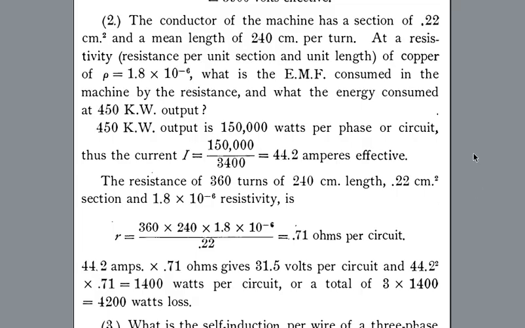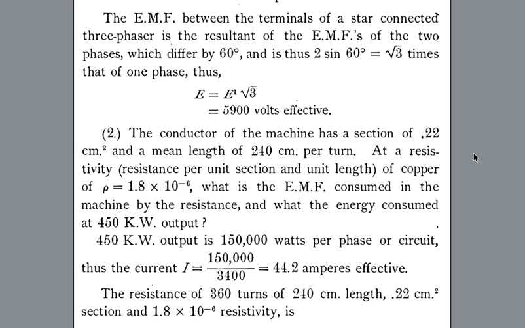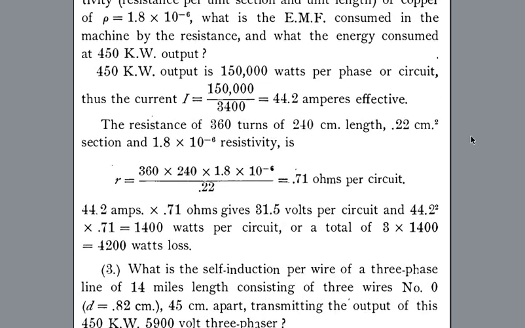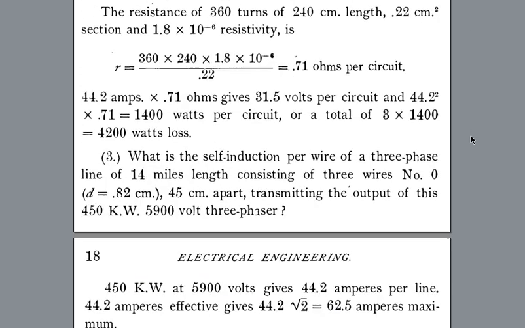The resistance of 360 turns of 240 centimeter length, 0.22 square centimeter section, and 1.8 times 10 to the minus 6 resistivity is R equals 360 times 240 times 1.8 times 10 to the minus 6 over 0.22 equals 0.71 ohms per circuit. 44.2 amps times 0.71 ohms gives 31.5 volts per circuit, and 44.2 squared times 0.71 equals 1400 watts per circuit, or a total of 3 times 1400 equals 4200 watts loss.